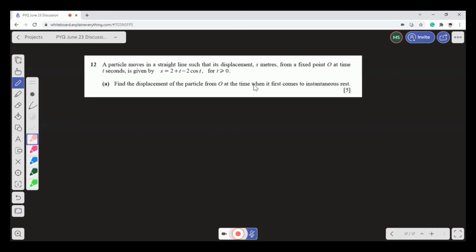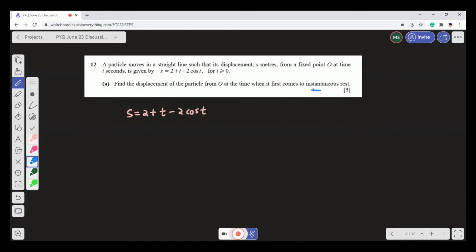A particle moves in a straight line such that its displacement from a fixed point O is given by this equation. This is the displacement equation: s equals 2 plus t minus 2 cos t. Find the displacement of the particle from O at the time when it first comes to rest.